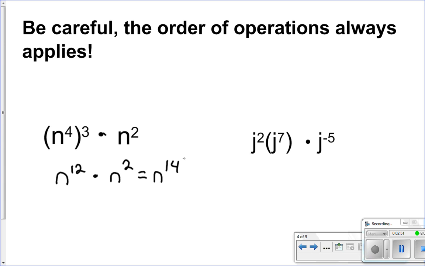If you need to, take a moment and look at the difference between n to the 4th raised to the 3rd power, where you multiply the exponents, and n to the 12th times n to the 2nd, where you add the exponents.